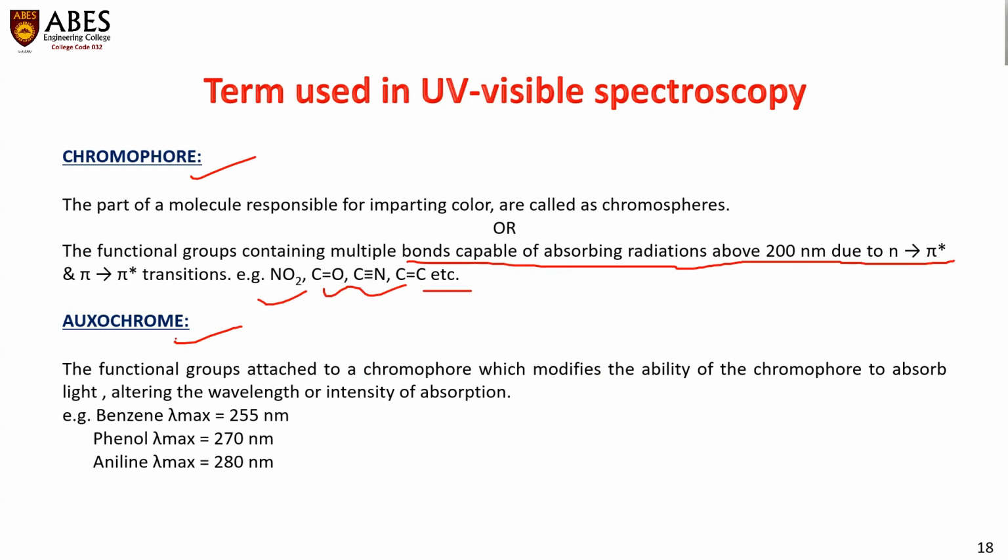Auxochrome is that part of a molecule which individually does not absorb UV radiation, but when attached to a chromophore, it alters the wavelength and intensity of absorption of the chromophore. For example, benzene has a lambda max of approximately 255 nanometer. When we attach an OH group, phenol, the lambda max increases to about 270. When we attach NH2, aniline, the lambda max increases to approximately 280 nanometer. That means OH and NH2 groups are known as auxochromes.